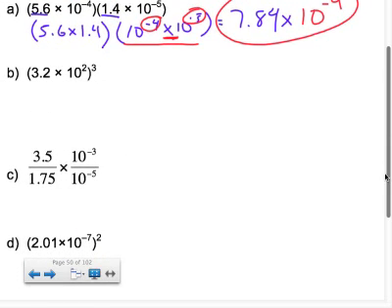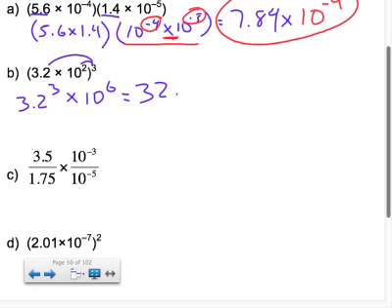All right. In part B, again, same idea. You're going to use your properties of exponents, take this exponent to both things inside. And so what you end up with is 3.2 to the 3rd times 10 to the 6th. Well, 3.2 to the 3rd, according to my calculator, is 32.768 times 10 to the 6th.